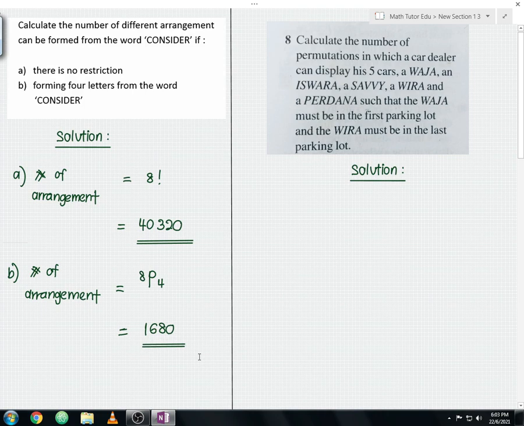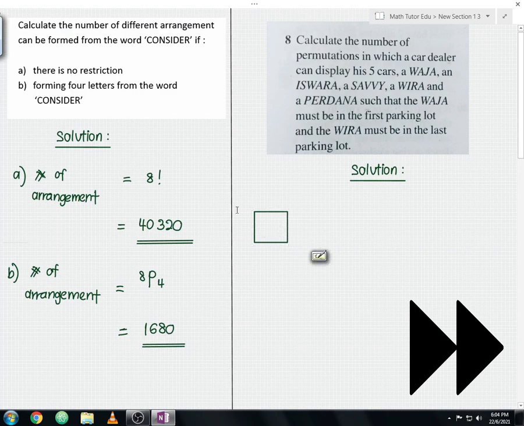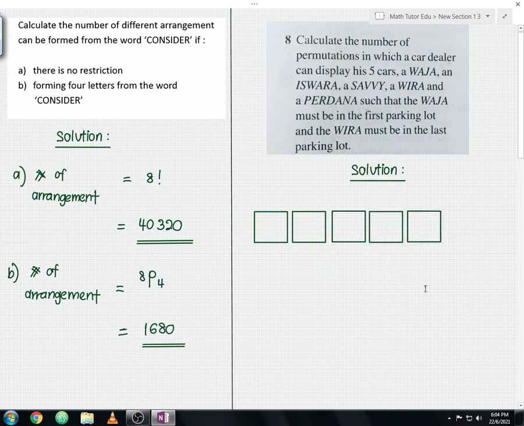Okay, so I hope you understand the first question, guys. Okay, let us continue to discuss the second question now. To start to discuss the second question, allow me to draw 5 boxes, guys. Since in this question they are emphasizing permutation and you have a condition such that the Wajah must be in the first parking and the Vira must be in the last parking. So please wait for a moment. Okay, so just assume that these 5 boxes represent a parking lot.